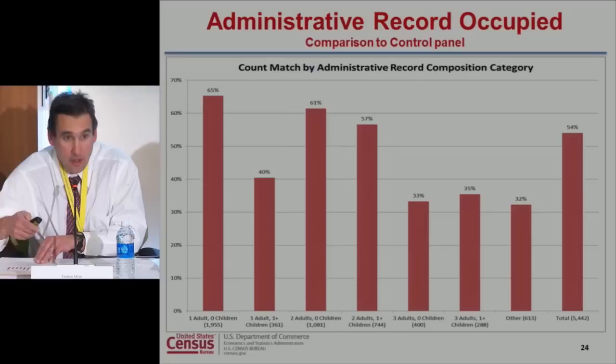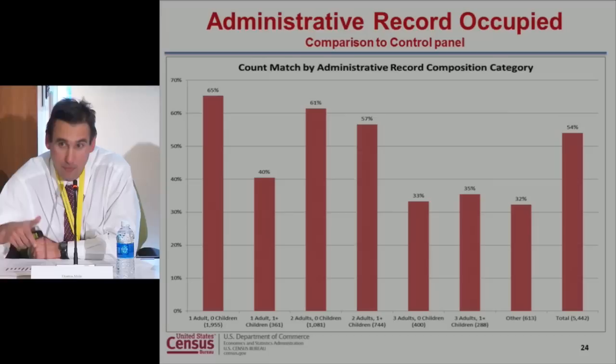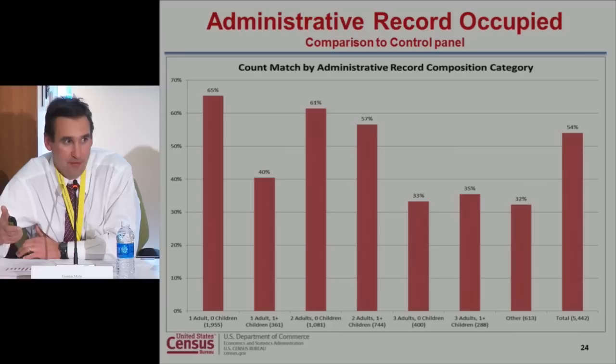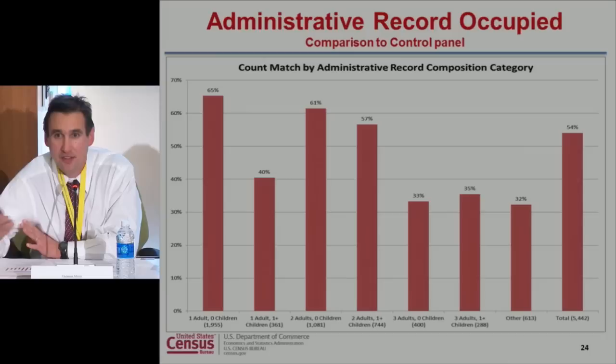When we looked at the comparisons of the administrative records based on these categories, we saw some differences. We saw higher count agreements if there was one adult and no children present, or two adults with no children present, or two adults with one or more children present. Those three household compositions had match rates of 57, 61, and 65%. We did notice that instances of one adult and one or more children, or three or more adults, or the other category, had results between 32 and 40%. So we're definitely seeing differences in our household matches based on these administrative record compositions that we were able to put together.